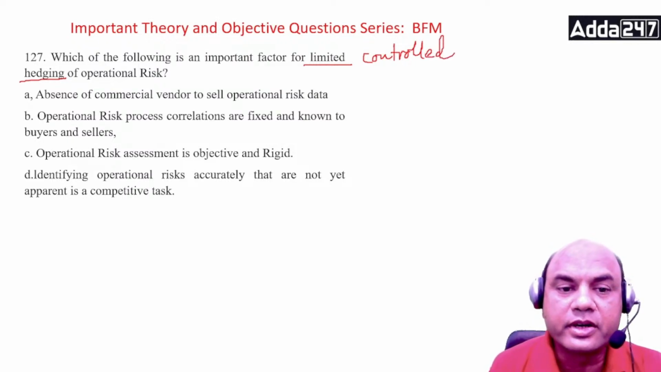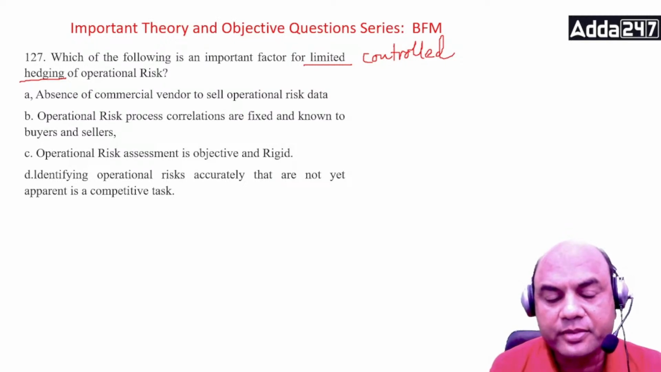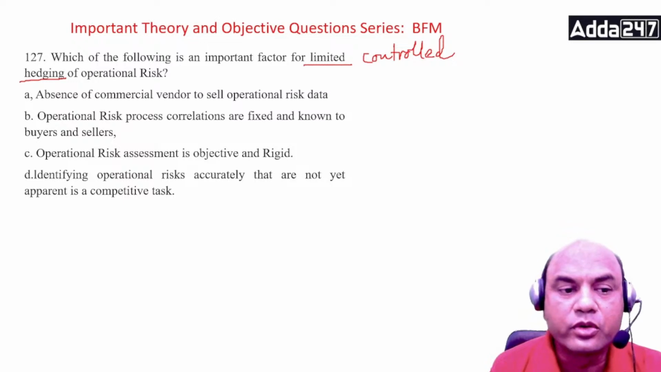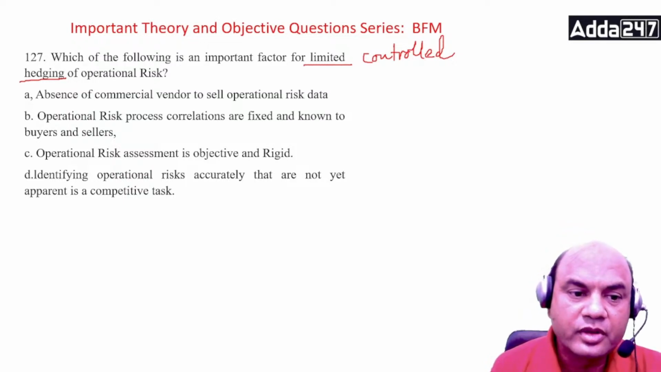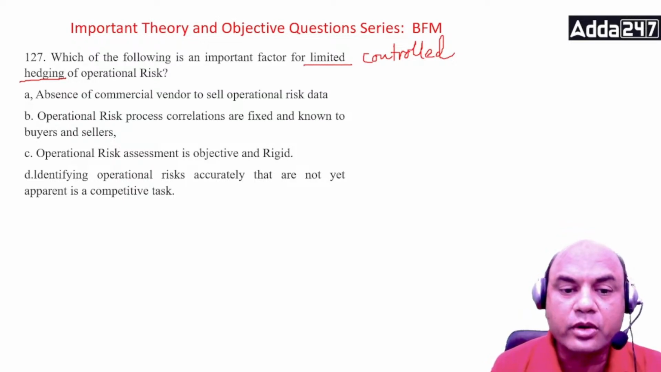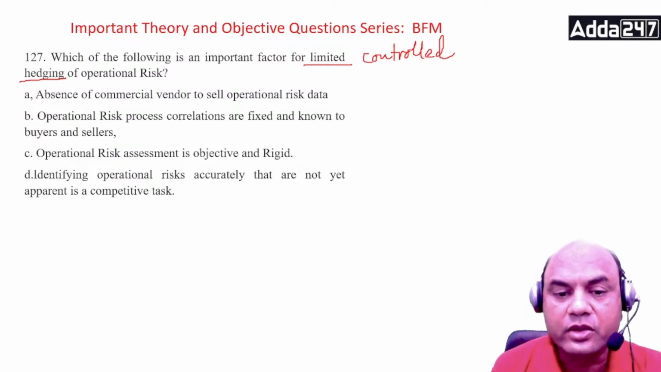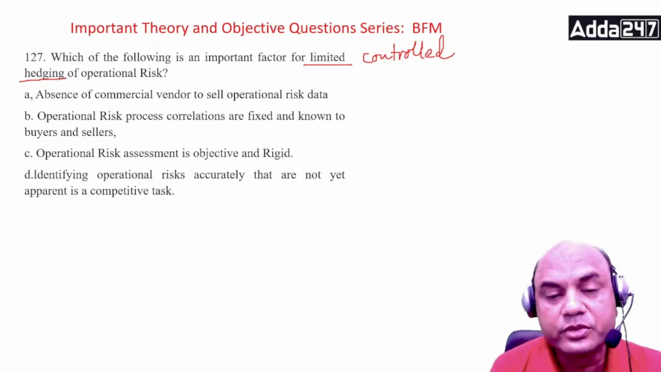Absence of commercial vendor to sell operations risk data. Operational risk process correlations are fixed and known to the buyers and sellers. Operational risk assessment is objective and rigid. Identifying operational risk accurately that are not yet apparent in the competitive task. So which of them is used as a limited hedging? Okay, limited hedging. Let's look at it.